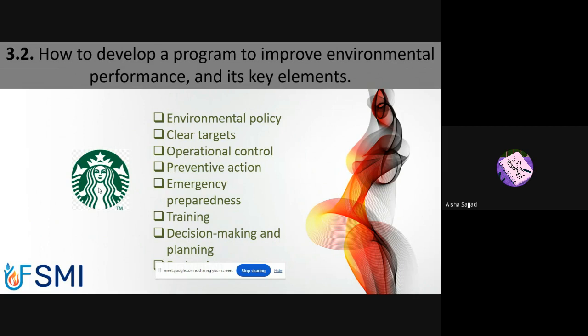How can we develop that program? What are the different ingredients and key elements that we can be using, and how can we mix those ingredients and elements to come up with one of the best programs for environmental performance?